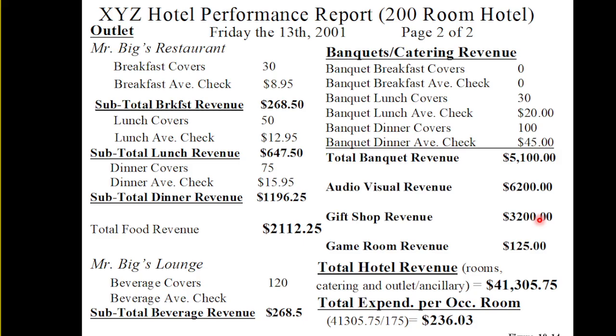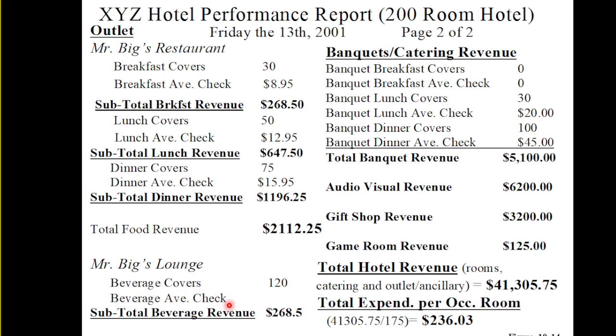So the total food revenue, we have $268.50 plus $647.50 plus $1,196.25, a total of $2,112.25. That's how you compute. Just add all subtotal revenue from breakfast, lunch, and dinner. Okay? So you have the total food revenue of $2,112.25.